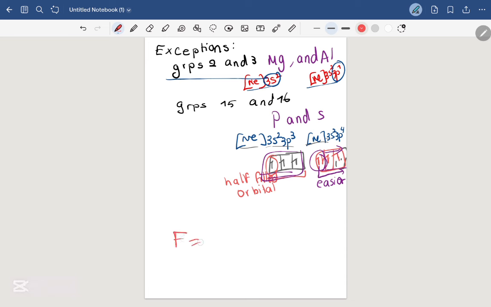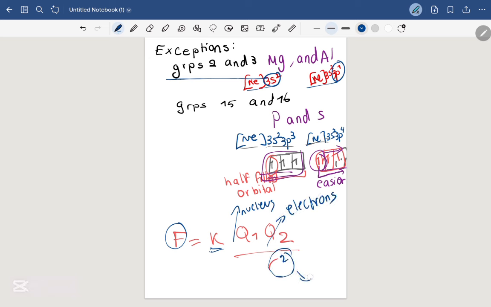If they ask you how do you prove all of this using Coulomb's law, you say that force is the energy required, K is a constant always, Q1 is the charge of the nucleus, Q2 is the charge of the electrons, and R squared is the distance, or let's say the atomic radius squared. So this is all first ionization energy.